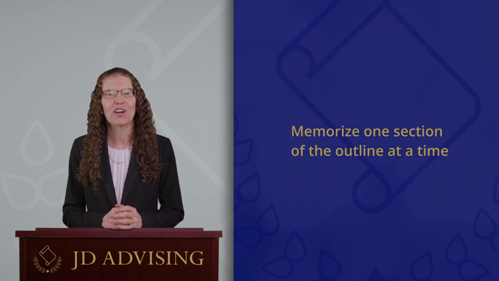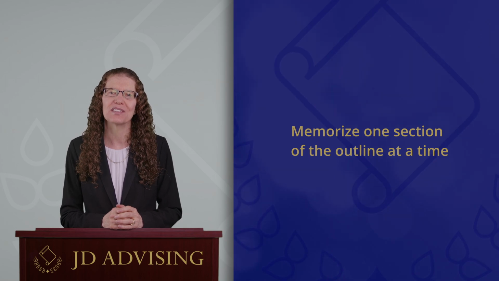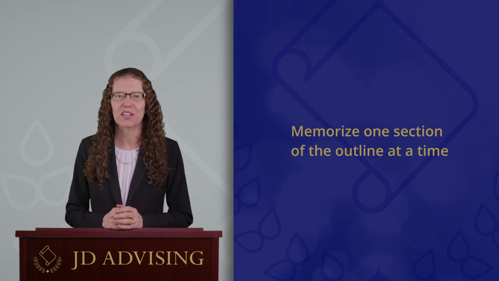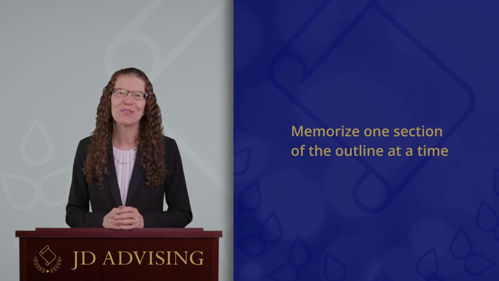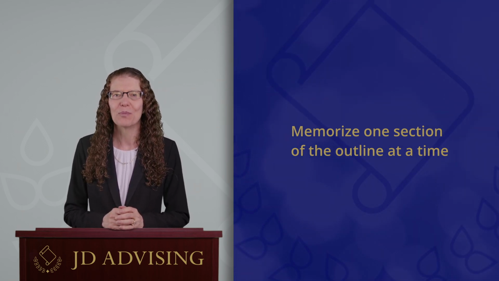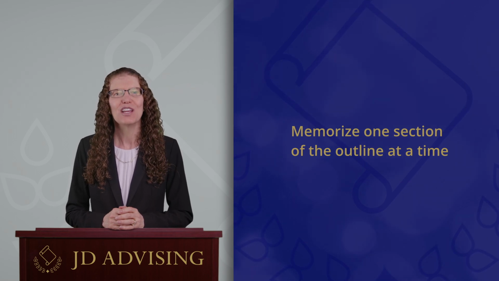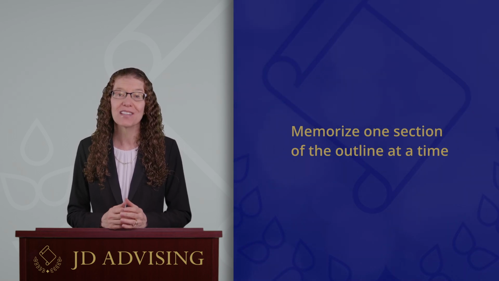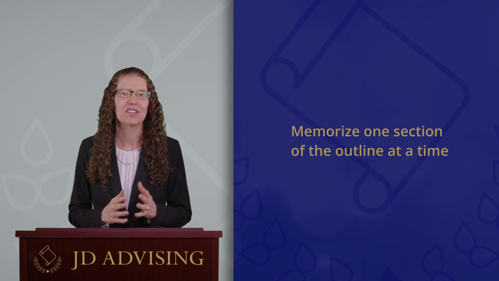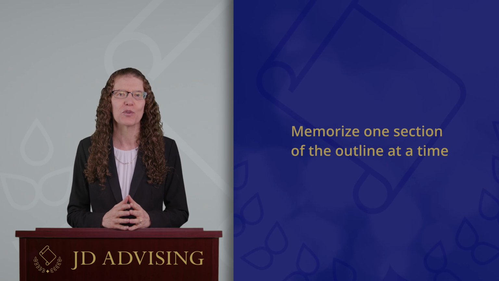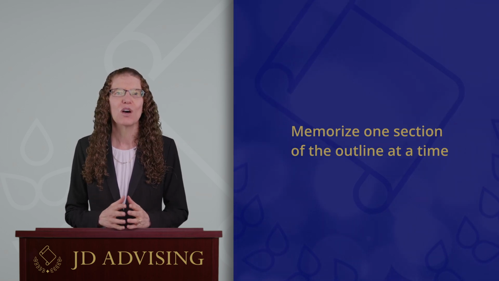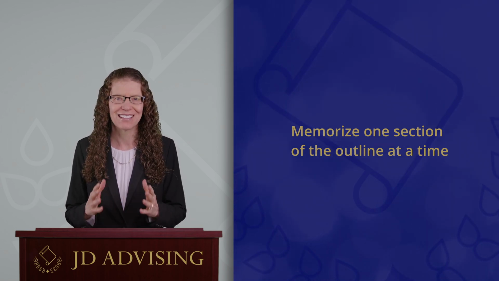Next, divide your outline into manageable sections. Start with small sections of your outline, especially if memorizing is new to you. For example, if you are working on memorizing your torts outline, you might start with learning just the intentional torts: assault, battery, false imprisonment, intentional infliction of emotional distress, trespass, whatever your professor covers in class.